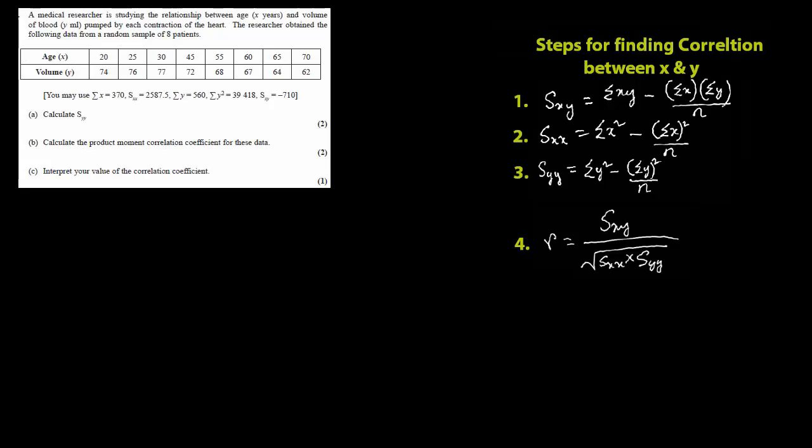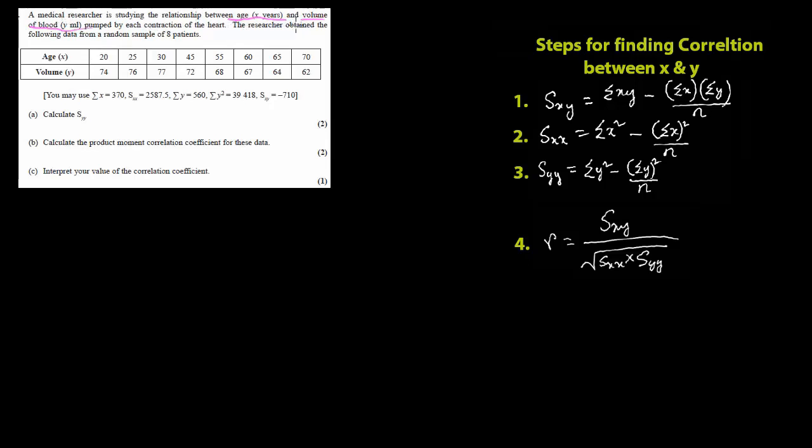Now, one thing is very, very important to remember. Read the question. It is very important that you understand the question, you read the question, and the question makes sense, what is going on. A medical research is studying the relationship between age and volume of blood pumped by each contraction of the heart. So there is a relationship between age and volume of the blood pumped. So age is X and the volume of the blood pumped by the heart is Y milliliter.